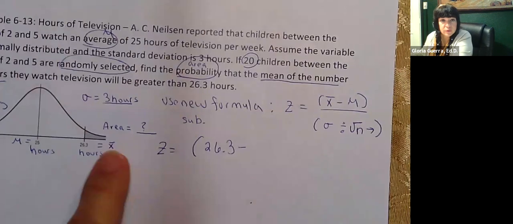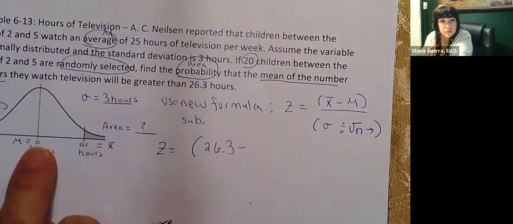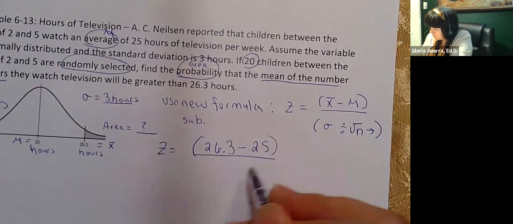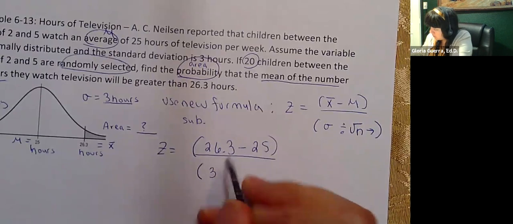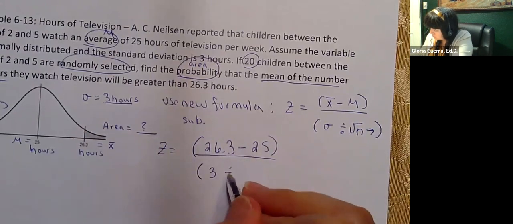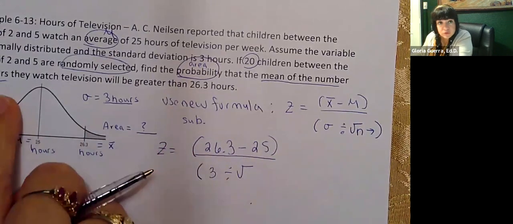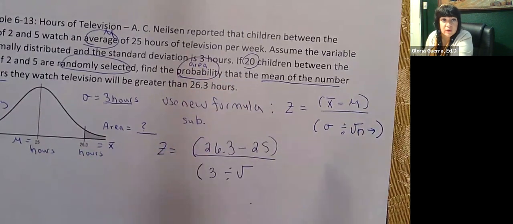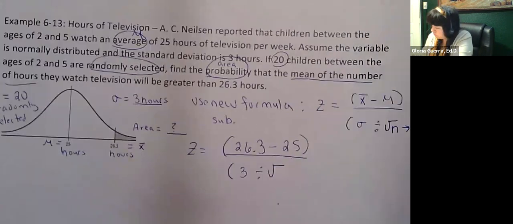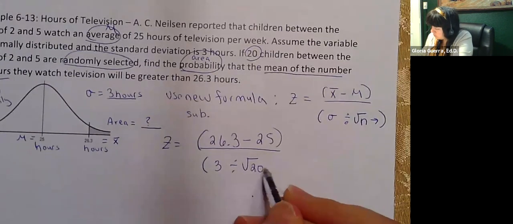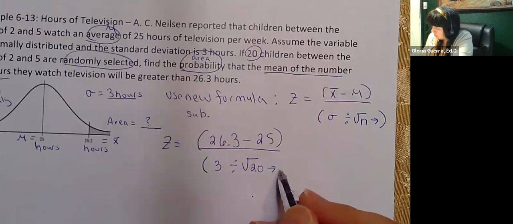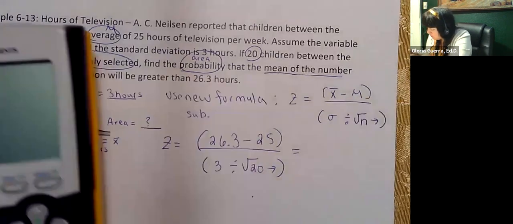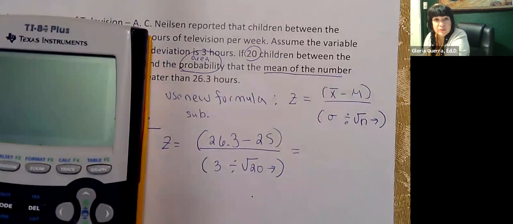So it's 26.3 minus mu. Here's your mu, 25. And then sigma was 3, right here, divided by the square root of n, where n was 20. Remember, 20 children. And you see how I have that there. Then you would press the arrow on the calculator to get out of the radical and then close it. You can type this in all in one swoop, you just have to use your parentheses.